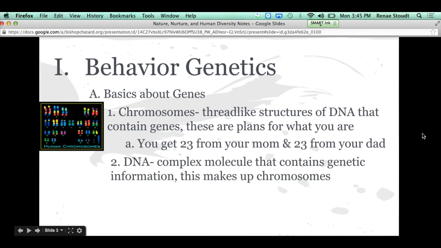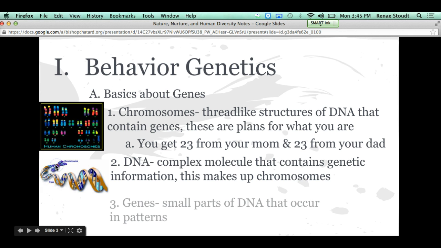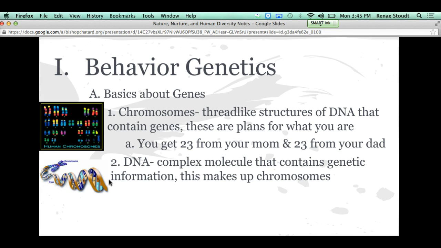Now, you also have DNA. Within your chromosomes, you have DNA, which are the molecules with your genetic information, and that actually makes up your chromosome. I like this picture because it shows a chromosome over here, and spiraling out of it is DNA. So it's trying to illustrate that within the chromosomes, you have these double helixes of DNA, and this is actually making up the chromosome.